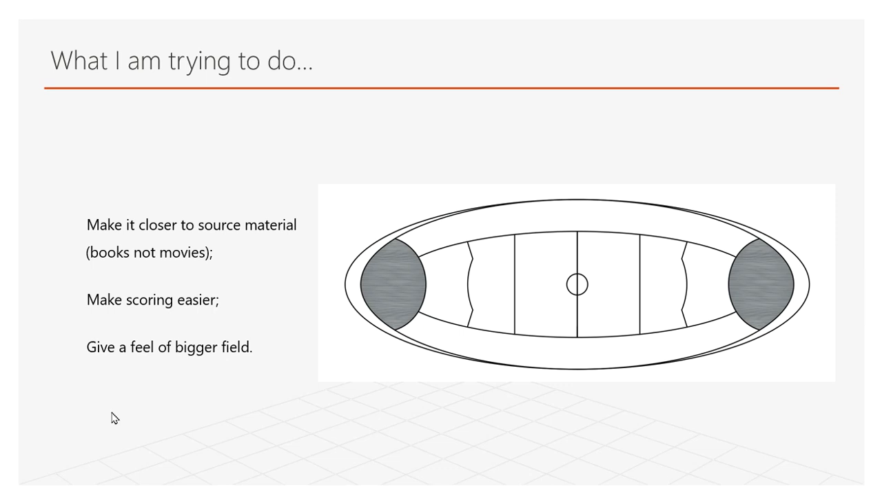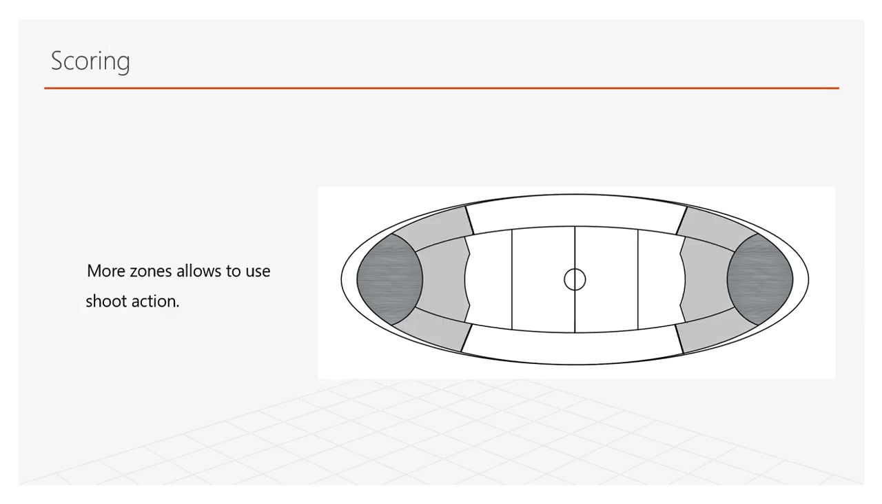Because it takes a really long time, or maybe I just need to search for another option. So regarding scoring, in my version, more zones allow you to use the shoot action. So instead of just scoring in the scoring area, you can also try to shoot from all adjacent zones.